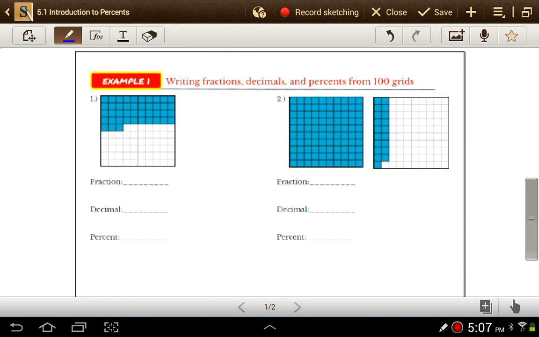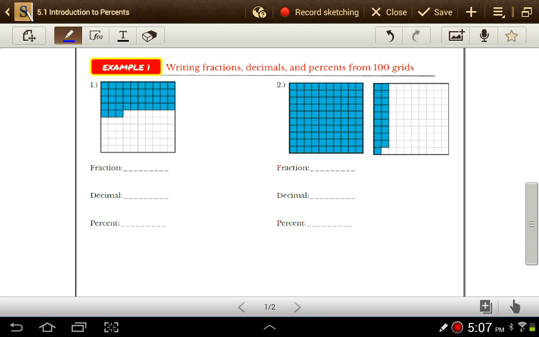In our first example, we have grids here that are out of 100, so that's going to make this a little easier to do to start. Since I know it's a 10 by 10 grid, that means there's 100 squares. The first thing I'm going to do is just count how many shaded squares there are. In the first one, I can count by tens: 10, 20, 30, 40, plus 3 more. So this fraction is going to be 43 out of 100. That's how many are shaded.